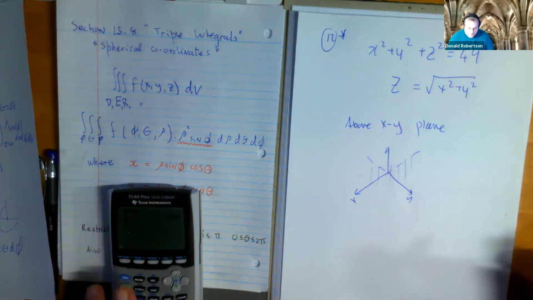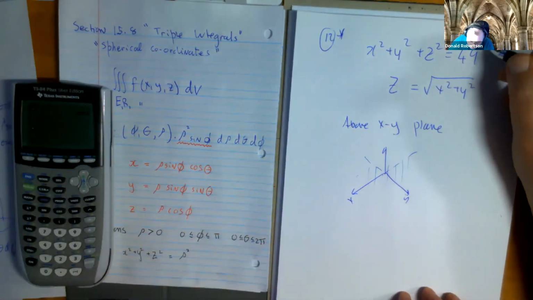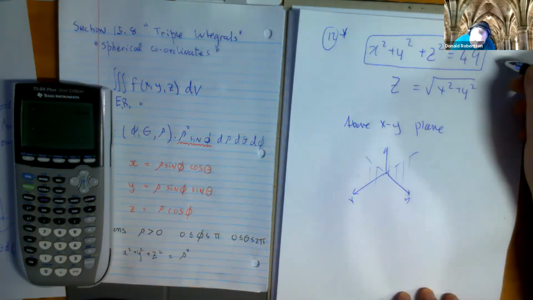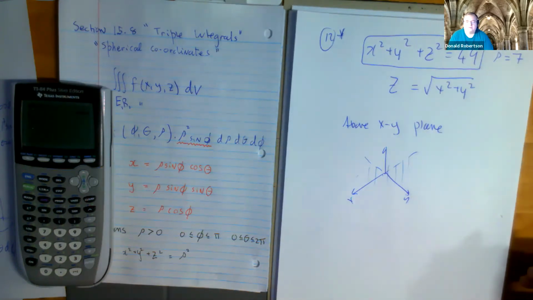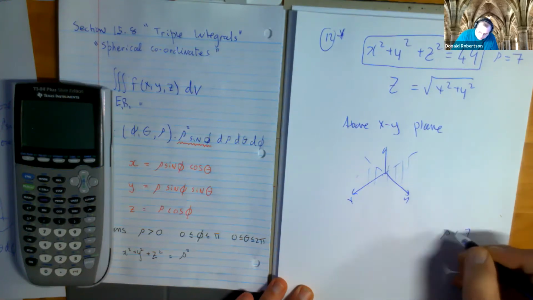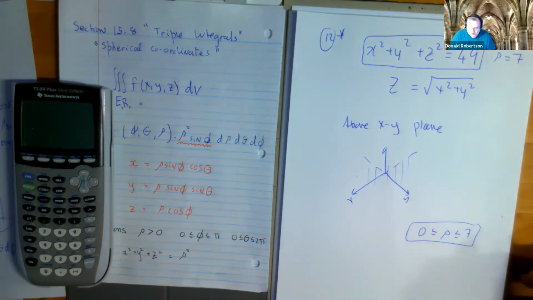So let's set up what all of this generates. Would you agree that this fella here generates rho equals 7? Are you happy with that? So I'm going to go that fella. Okay, what else do we know?